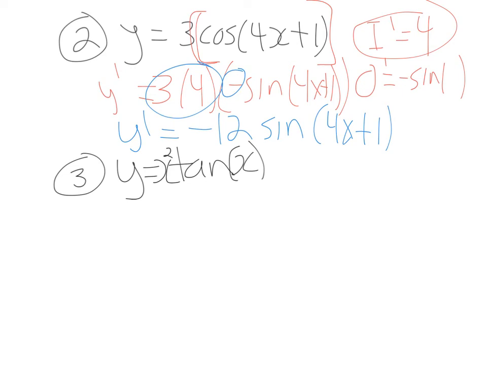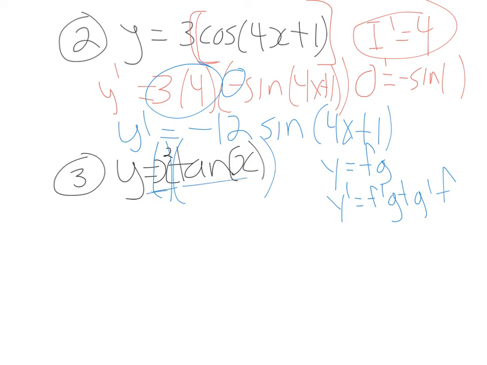The third one, y equals x squared tan x. So that's a little bit hard to see, sorry. x squared multiplied by tan x. This is the product rule. So the product rule is if y equals f times g, y prime is f prime g plus g prime f. Okay, so the derivative of the first times the second, plus the derivative of the second times the first. And this is pretty easy. The derivative of x squared is just going to be 2x. The derivative of tan we've learned is sec squared x.